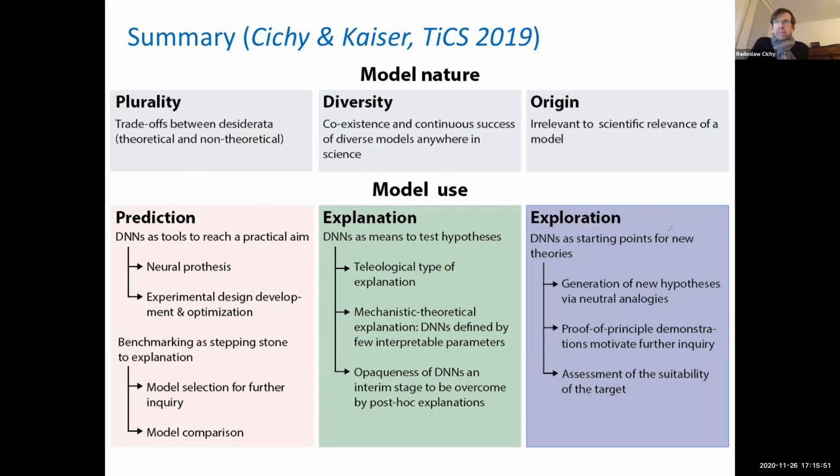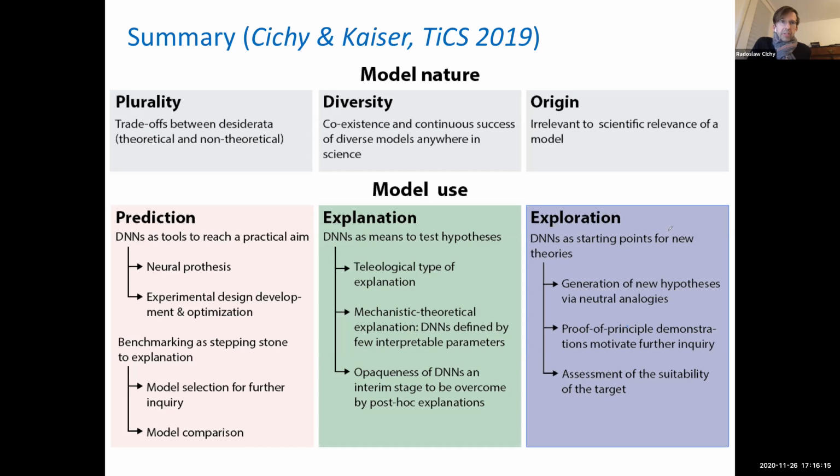I would like to sum this up now. I've talked first about model nature, how scientific models are used. I've made the point that models are plural, diverse, and their origin doesn't matter. The plurality idea was that there's trade-offs between the desiderata, both theoretical and non-theoretical. So we will always need many models.